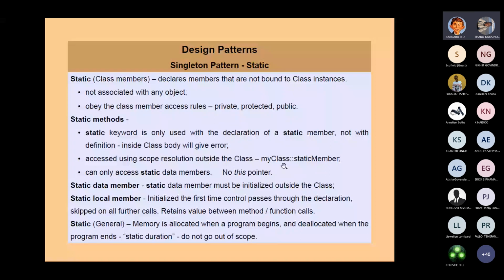Static, you don't actually need any objects, and that's because your static members belong to the class and not to any objects. And remember, if you have static methods, they can only access static data members. And that's because there's no this pointer when you use static. So a static method cannot access ordinary data members. They must both be static, and we'll be looking at the reason for that now.